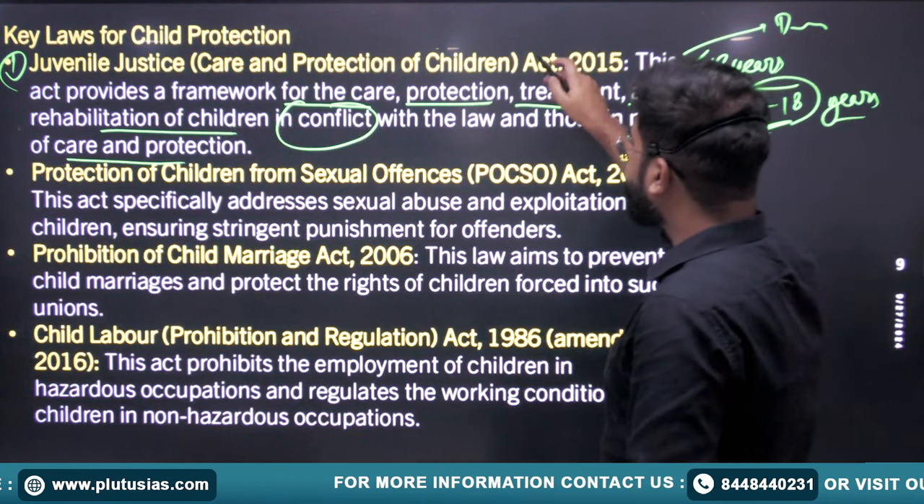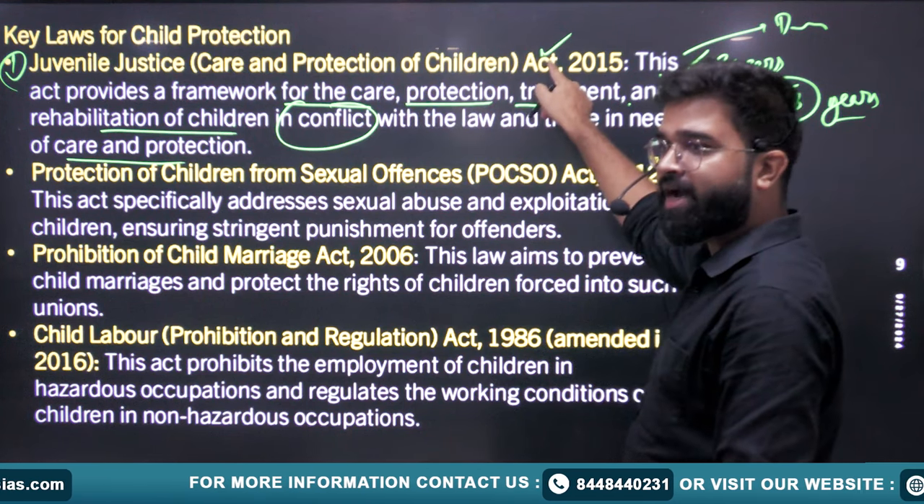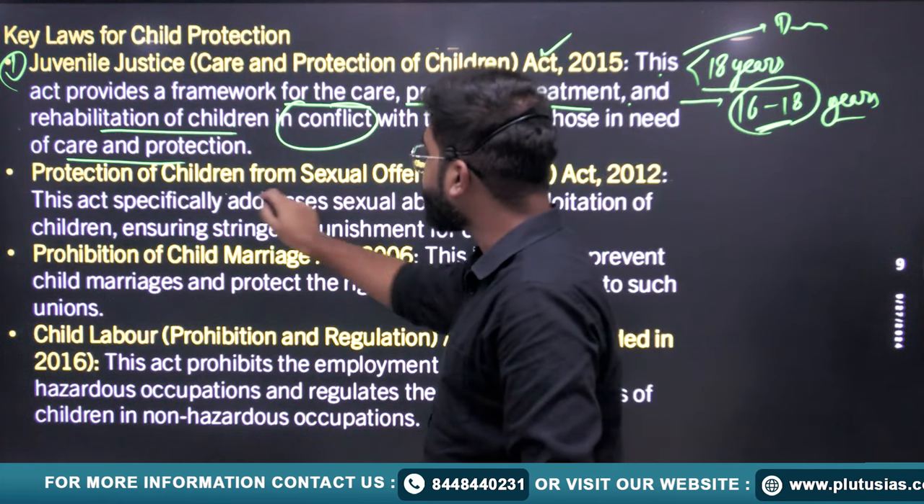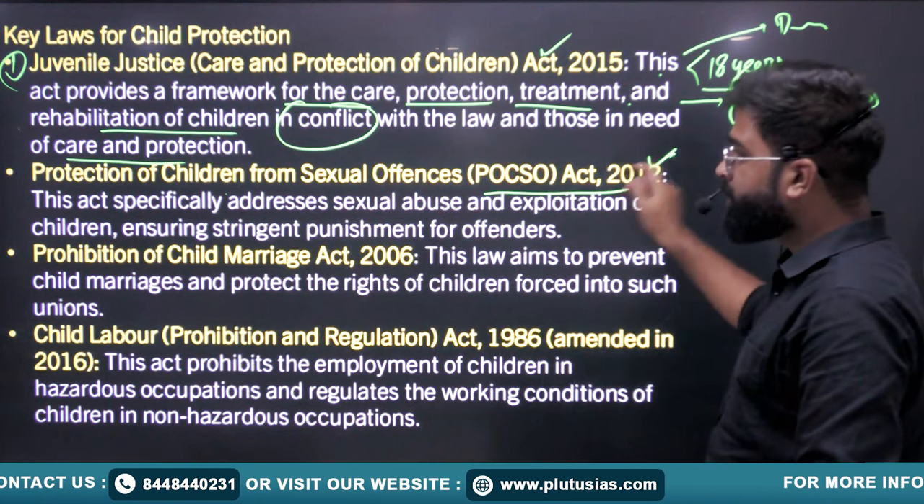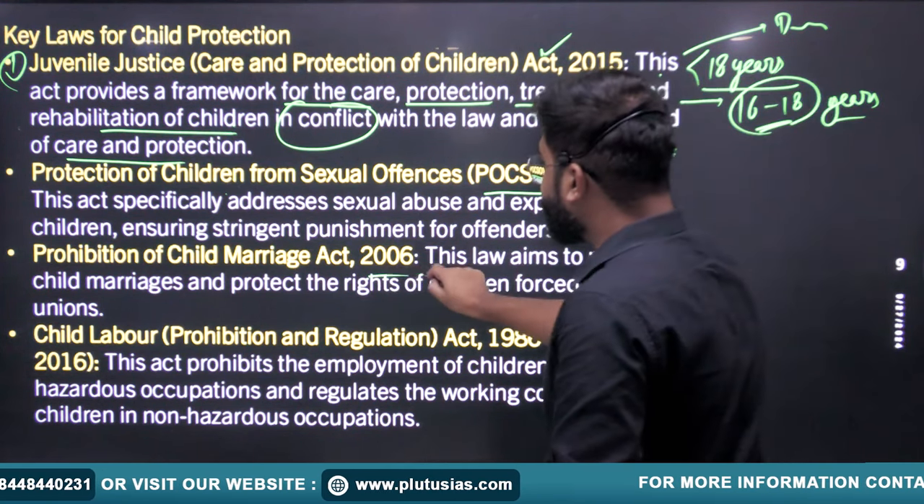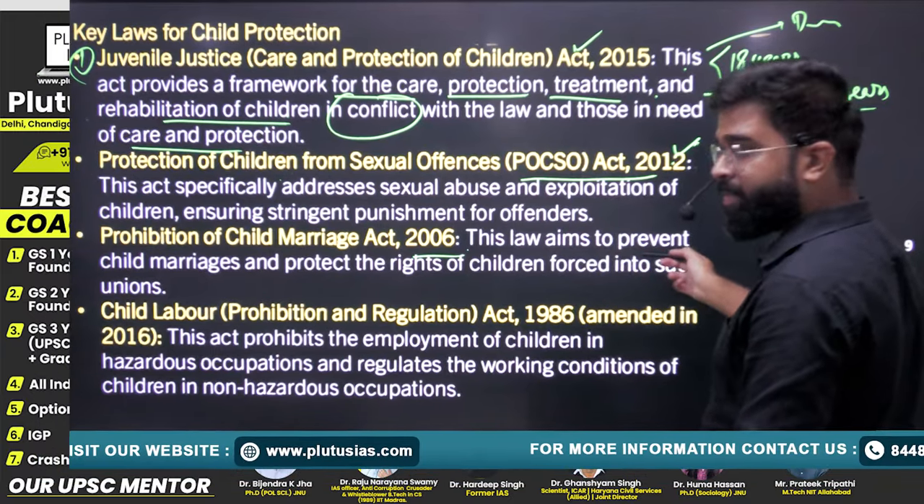In some other classes, we will discuss Juvenile Justice Act as well. Second, protection of children from sexual offense, POCSO Act 2012. Third, prohibition of child marriage act. Okay. Recent amendment was made.